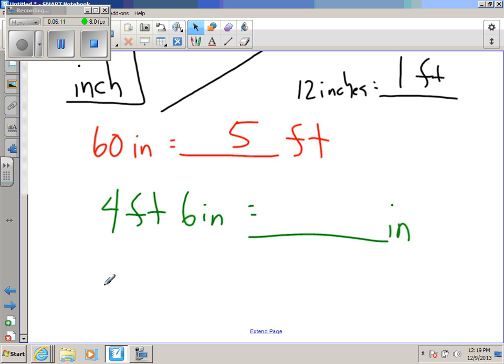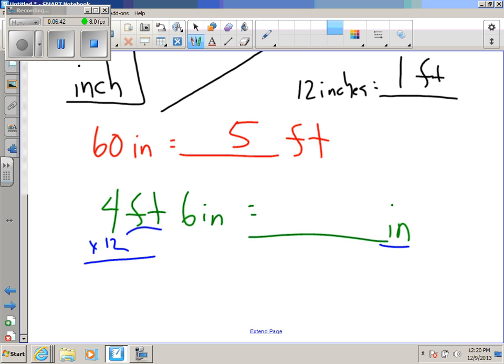Now, you will get situations like this where it'll give you 4 feet 6 inches, and they'll want you to convert to inches. Now, however you want to do this, you're going from feet to inches. And they give you a leftover 6 inches. So if I say, okay, let's kind of separate the two, how many inches are in 4 feet? I'm going to multiply 4 by what?